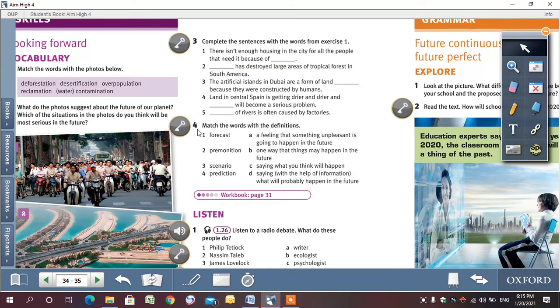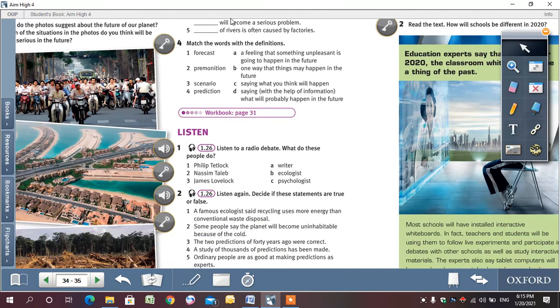Now, exercise 4, match the words with the definitions. Forecast, premonition, scenario, prediction. What is the meaning of forecast? Of course, it's number D. Saying with the help of information what will probably happen in the future. So for example, the weather forecast.